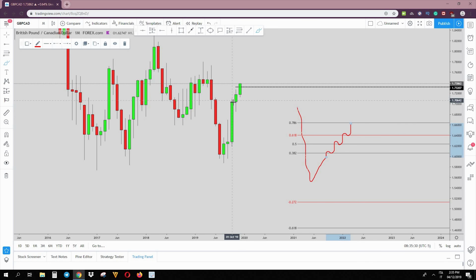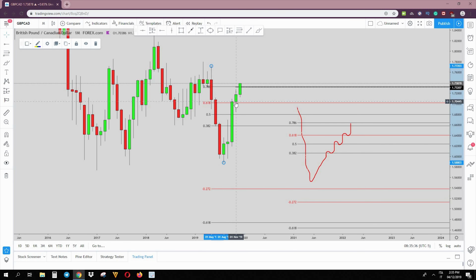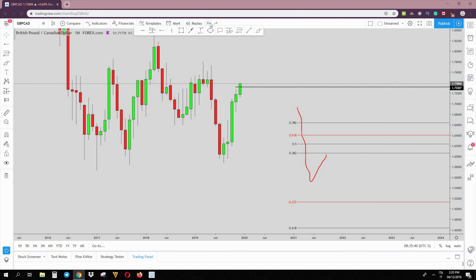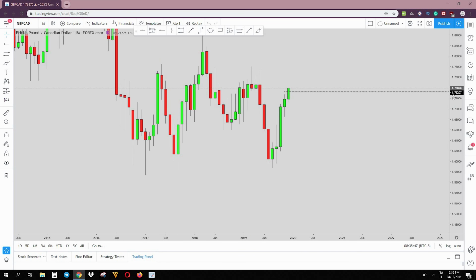The market broke above the 0.618, as we have already seen. And after the break, you expect a retest and continuation to the 0.786. And that is basically the concept from which we already had a monthly target at this level, 1.7320.